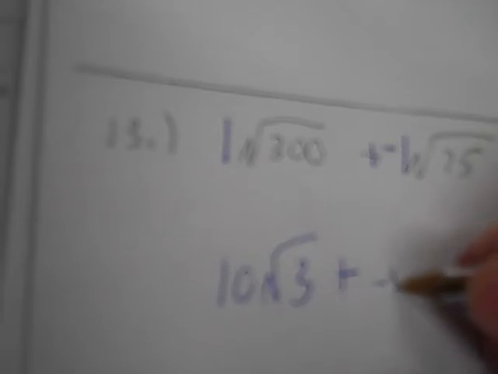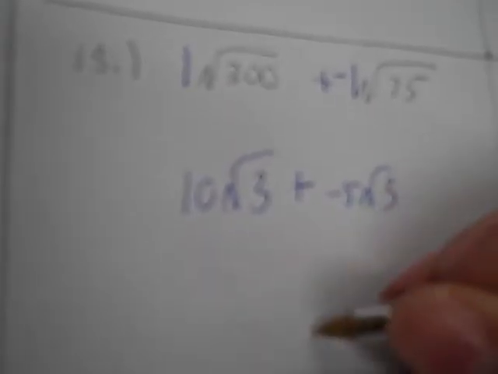Drop your negative 1. 75 isn't a perfect square. 25 works. Don't put 25 and 5. 75 divided by 25 is 3. This could be negative 5 square root of 3. Now they match, so I put square root of 3. 10 plus negative 5 is 5.